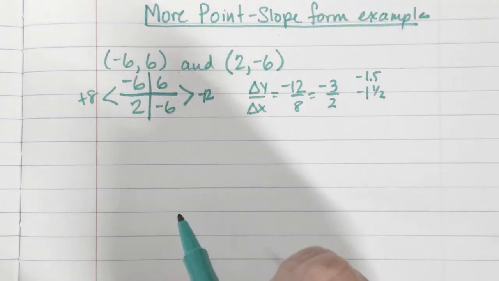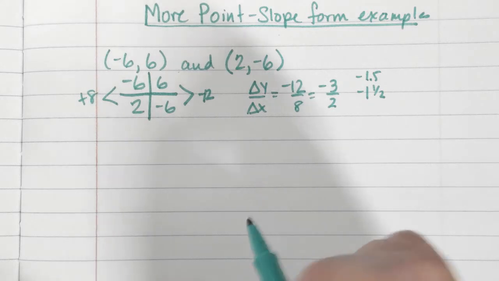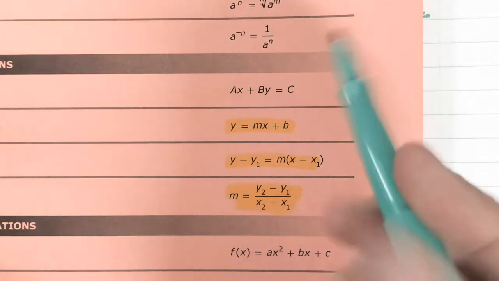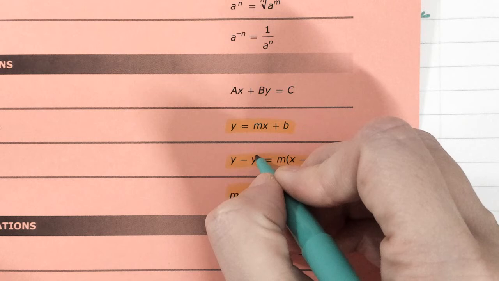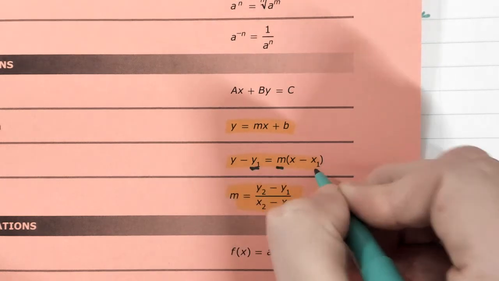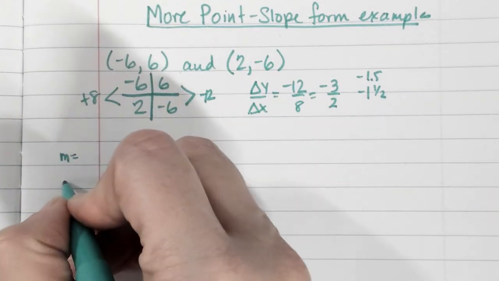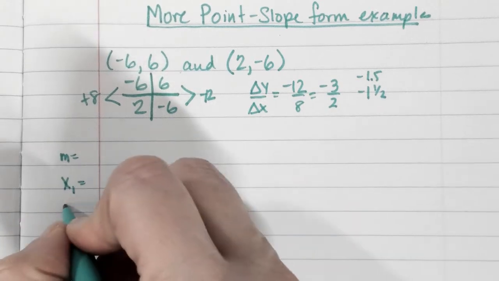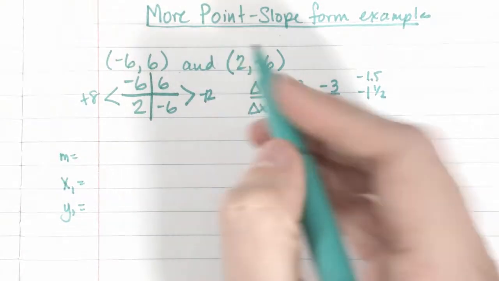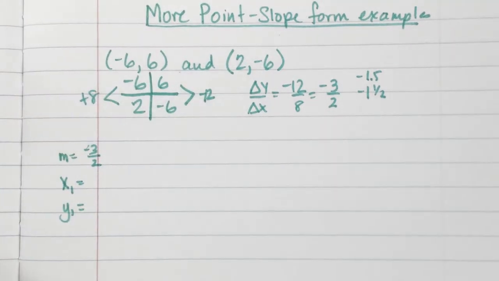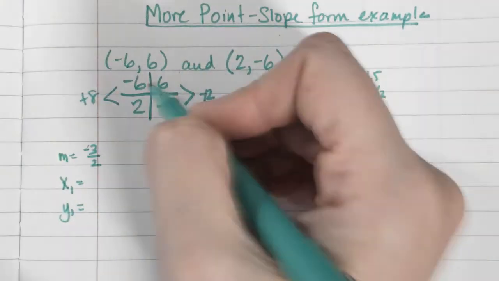All right, so now we're going to put this into point-slope form. Remember, here is our point-slope form: y minus y1 equals m times x minus x1. In order for me to use this equation, I need to know what y1, m, and x1 are. I have to have those three things, so I'm going to make myself a list: m equals, x1 equals, y1 equals. Well, I know my slope, it's negative 3/2. For my x1 and y1, I'm just going to pick one of these ordered pairs.